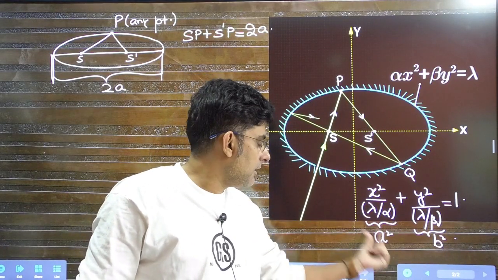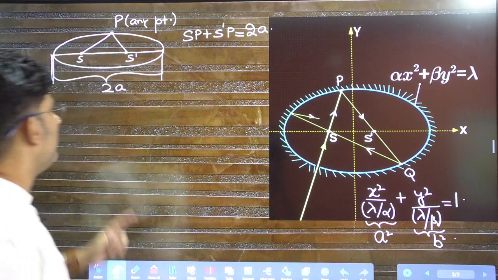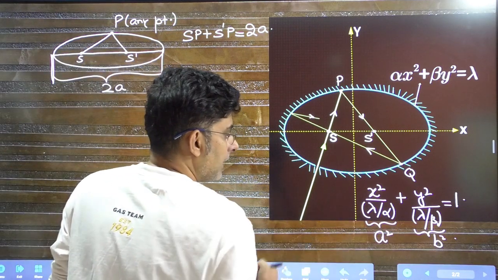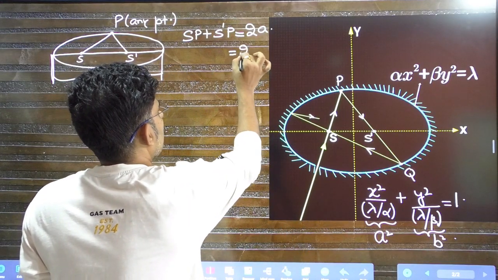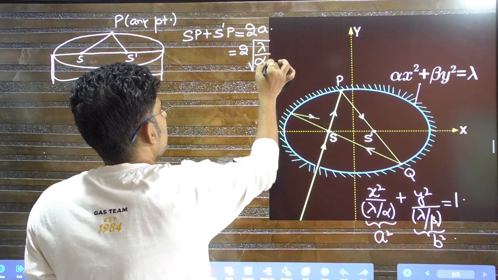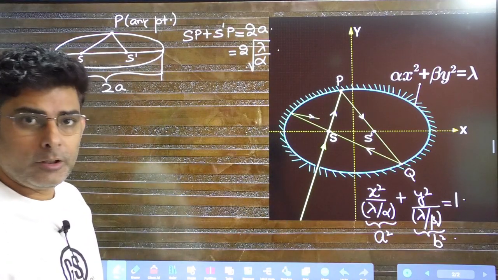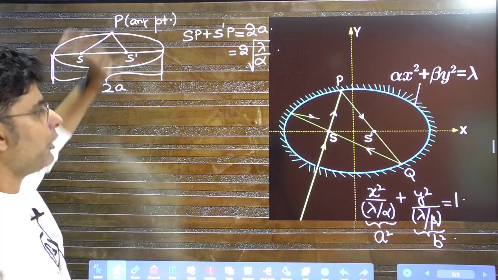So this is our a square. Now a square is lambda by alpha. So a will become root lambda by alpha. So we can write over here, this will become 2 root under lambda by alpha. Got it? So this is true for any point.